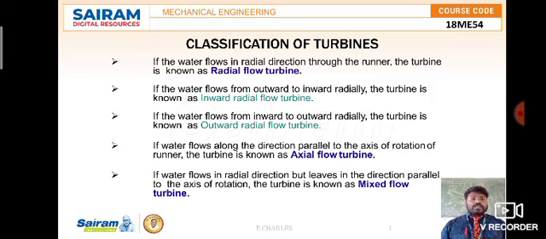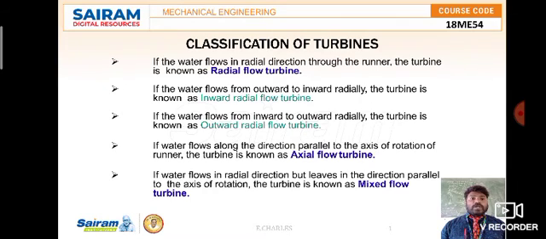turbine. In this radial flow turbine, there are 2 different types: one is inward flow and the next is outward flow. Inward flow is where water flows radially from outside to inside towards the turbine shaft. That kind of turbine is known as an inward radial flow turbine. Where the water flows from inside and flows out of the turbine blade in an outward, radial direction, those turbines are called outward flow radial turbines.